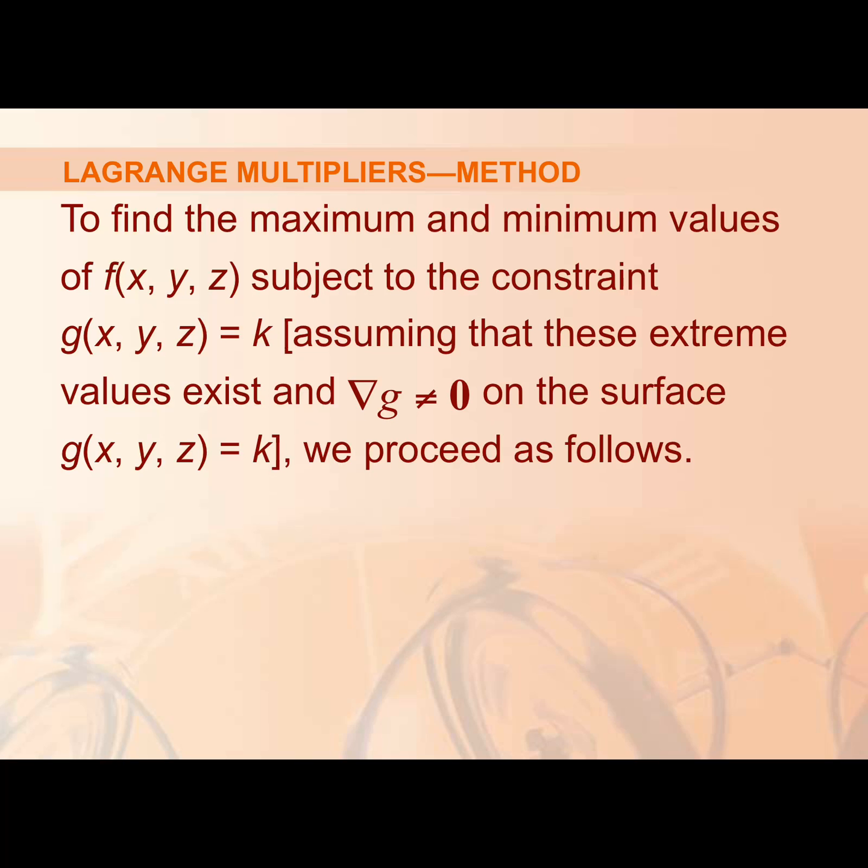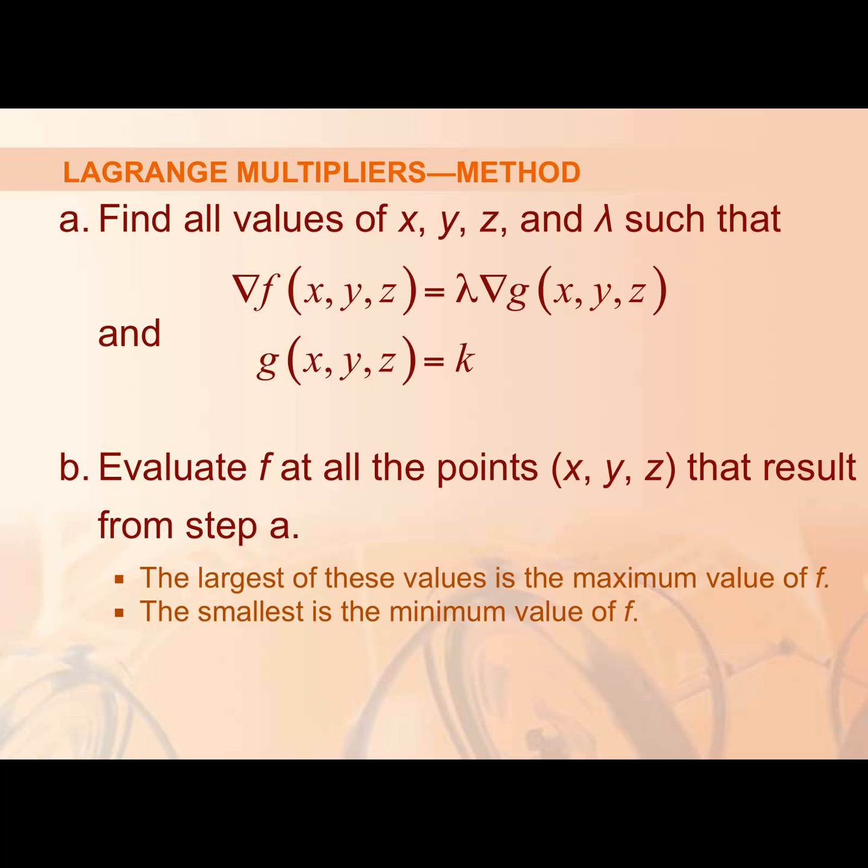So just to give general guidelines for the method of Lagrange multipliers, step 1 is to find all values of x, y, z and lambda such that the gradient of f at (x, y, z) is equal to lambda times the gradient of g. This makes sure those vectors are parallel. But also, g at that point needs to equal k. So this is taking into account our constraint. Okay, so this is step number 1.